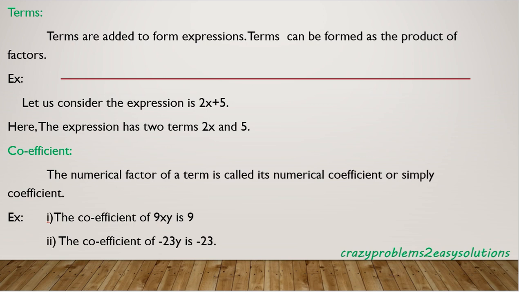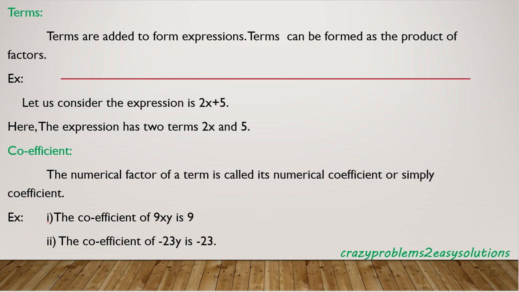Next, coefficient. The numerical factor of a term is called its numerical coefficient, or simply coefficient. For example, consider the algebraic expression 9xy. Here x and y are variables and 9 is a numerical number, so 9 is the coefficient of 9xy.